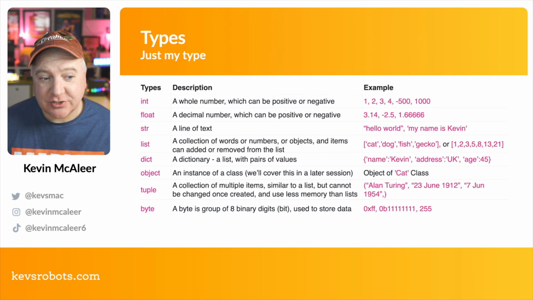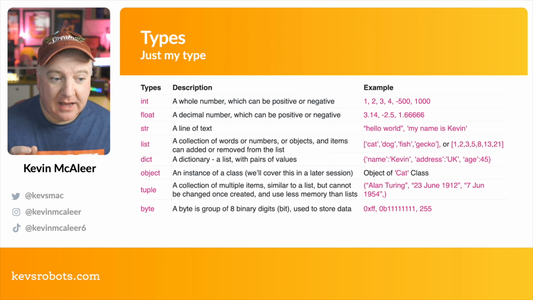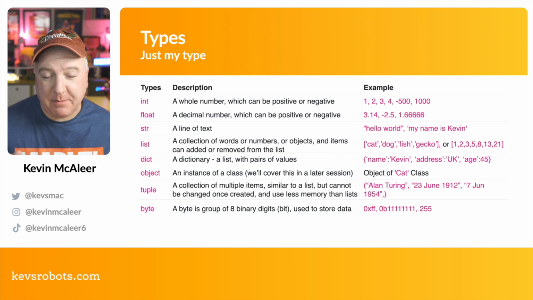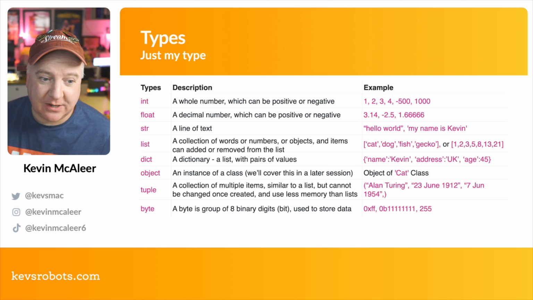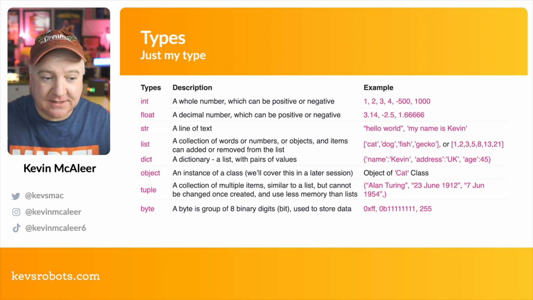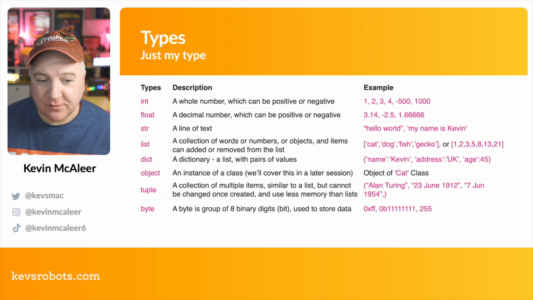Next we have the lists. So a list is a collection of words or numbers or objects or any kind of item that we can store in Python, and we can add and remove that to the list. So these lists are not fixed. We can append them, we can pop things off the list, we can do all kinds of things with them. So examples there, we've got cat, dog, fish, gecko. Notice they're in these square brackets. We can also store numbers, so we've got a sequence of numbers there as well.